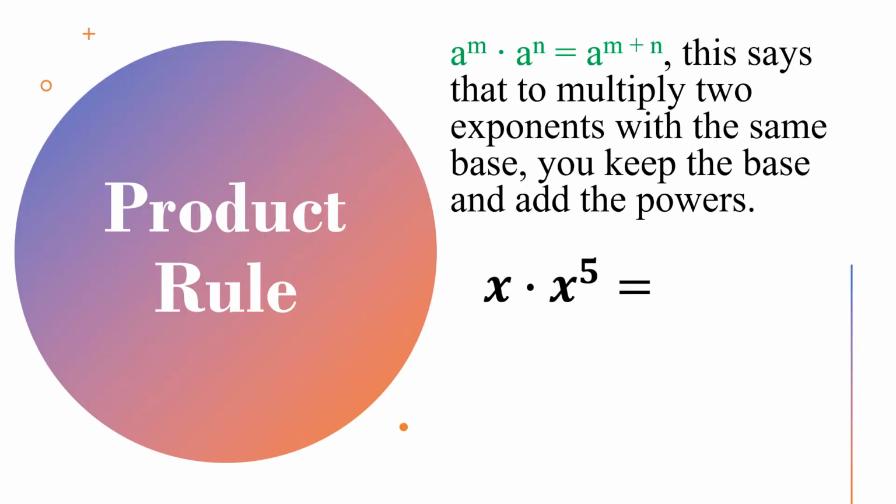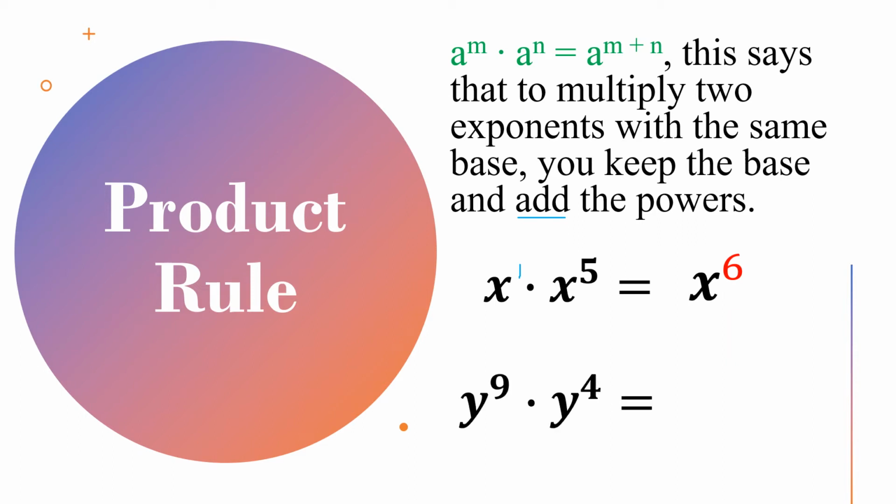Okay, let us take a look at the next rule. This is called the product rule. Product means multiplication. So here we have a to the power of m times a to the power of n equals a to the power of m plus n. If you multiply two exponents with the same base, you keep the base and add the powers. For the first example, we have x times x to the power of 5. Now x alone always has the power of 1. So we have x to the power of 1 plus 5, which gives us x to the power of 6.